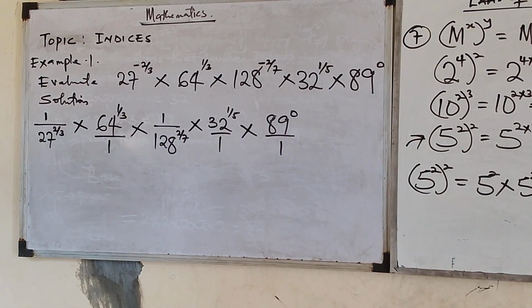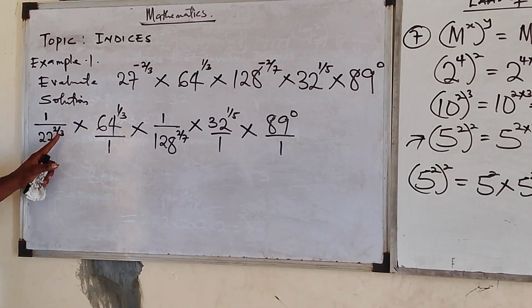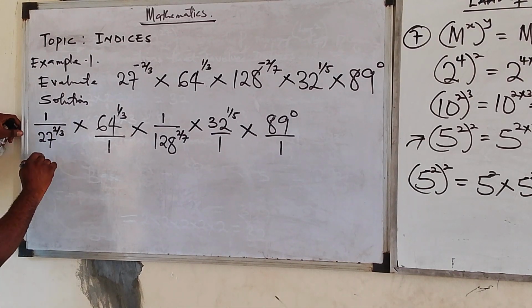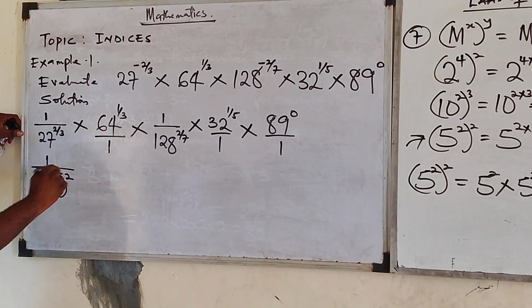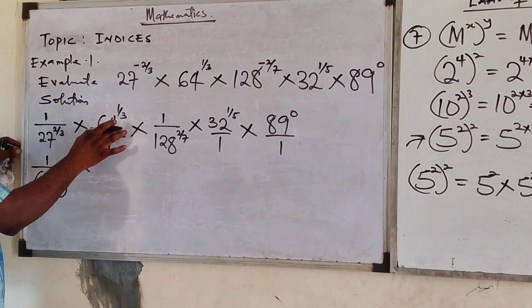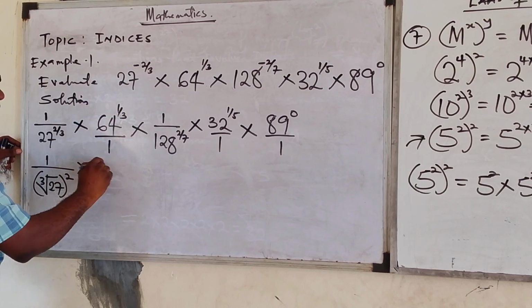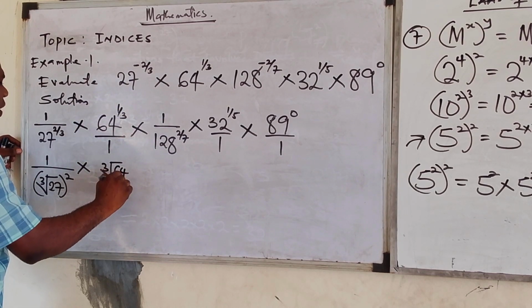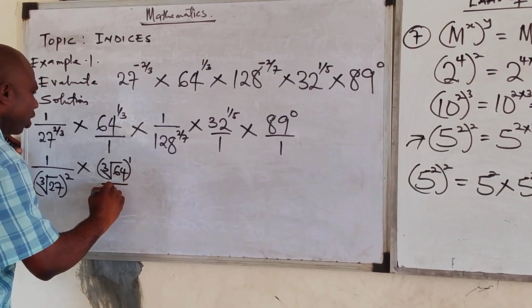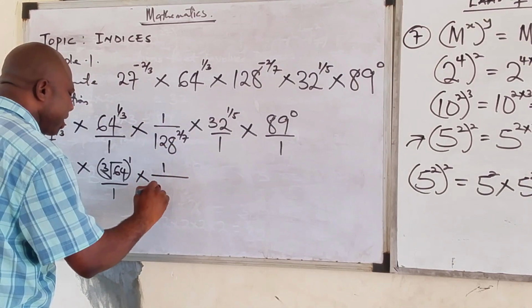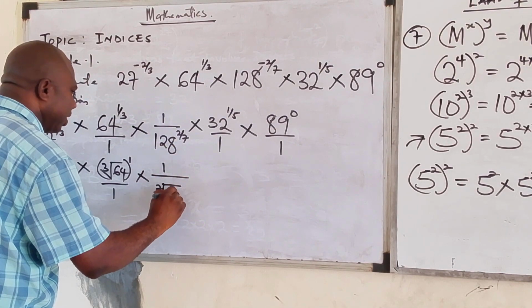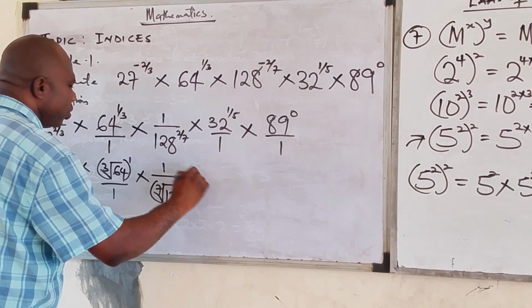Now we have arranged this. Now, this 27 is carrying a fraction. Yes, the power is a fraction. So here we have 1 over, to express this, the cube root of 27 all raised to the power of 2, times. Now 64 is also carrying a fractional power. So here we have the cube root of 64 raised to the power of 1 over 1, times. Here we have 1 over the 7th root of 128 raised to the power of 2, times.